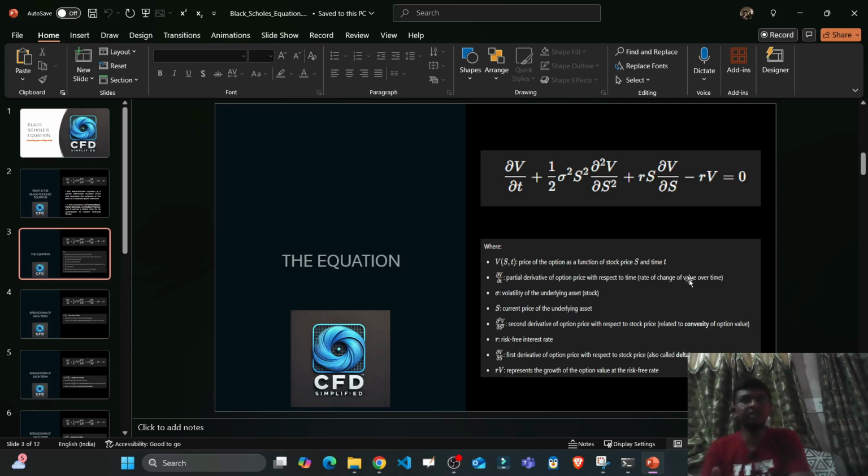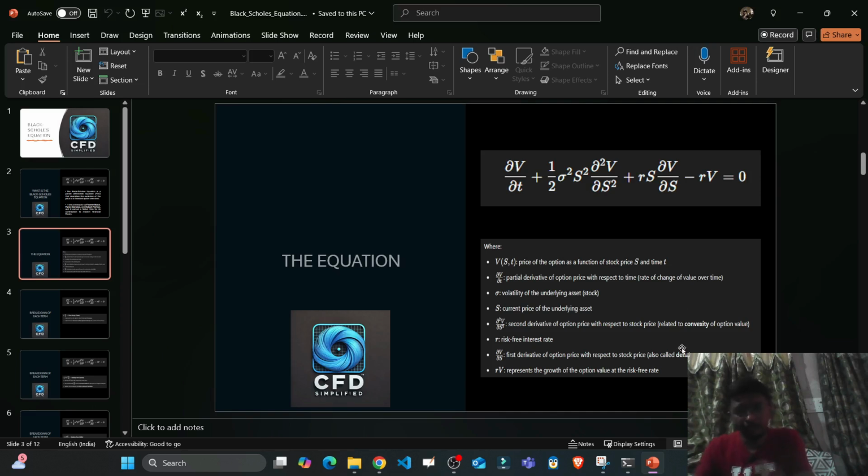Here we are talking about any asset. An option can be a stock, if you're buying some stock of some company, or it can be something related to infrastructure, like you own a flat or a bungalow or something like that. So V is the price of the option, which is a function of the stock price and time T.